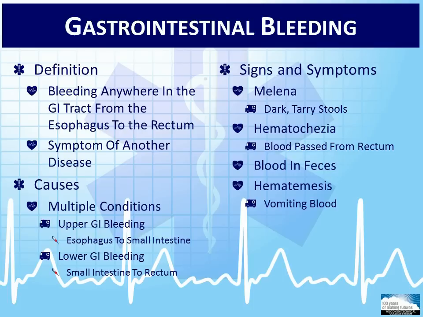GI bleeding usually also has a very distinct pungent smell. Complications associated with GI bleeding include anemia, low red blood cell count, hypovolemia, and shock.